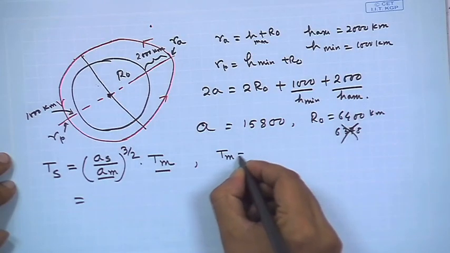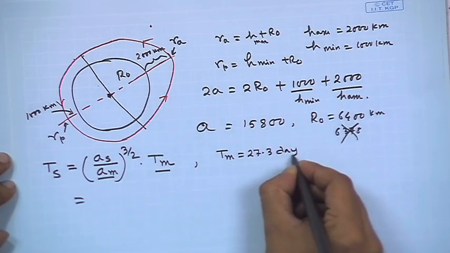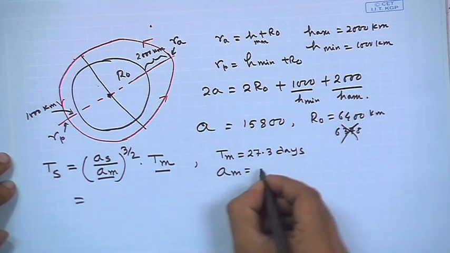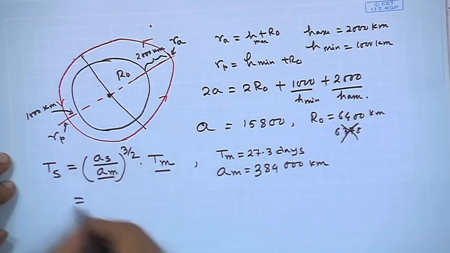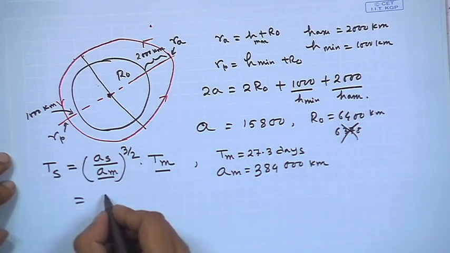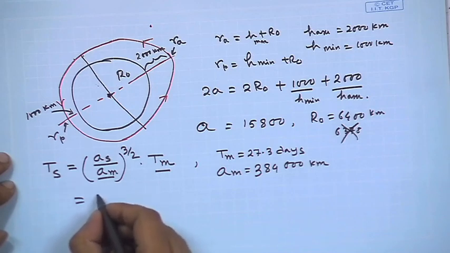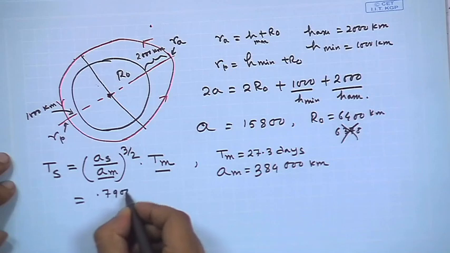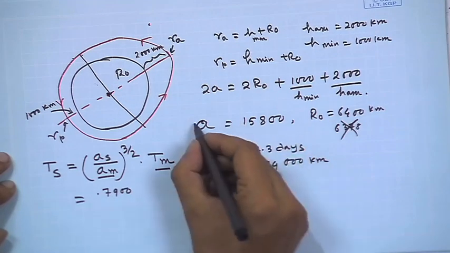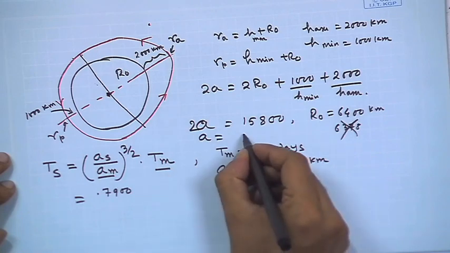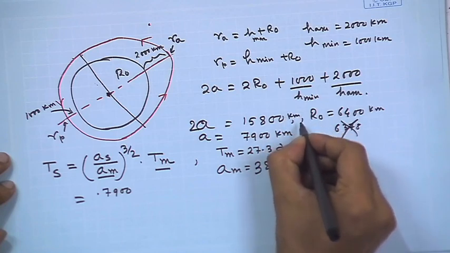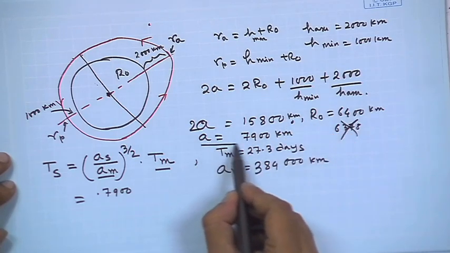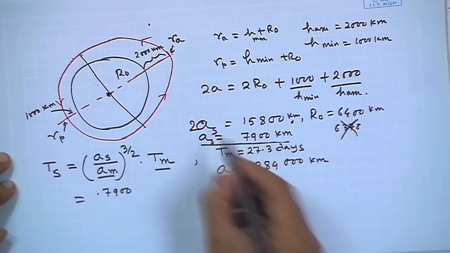Okay. So, we know from this problem that Tm is equal to 27.3 days and Am is equal to 384,000 kilometers. So, we have to put these values back here. Oh, sorry, this is 2a equal to this. So, a will be equal to 7900 kilometers. Okay. So, a is equal to this, or As is equal to this, right.